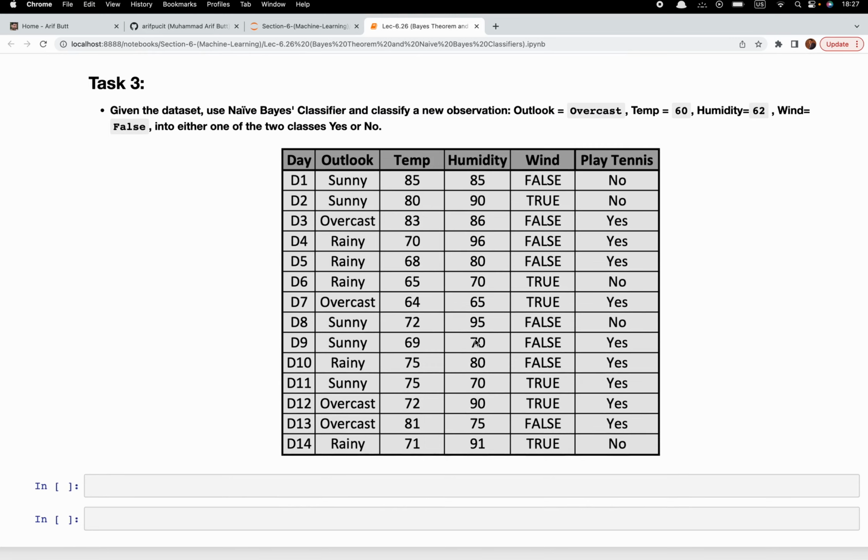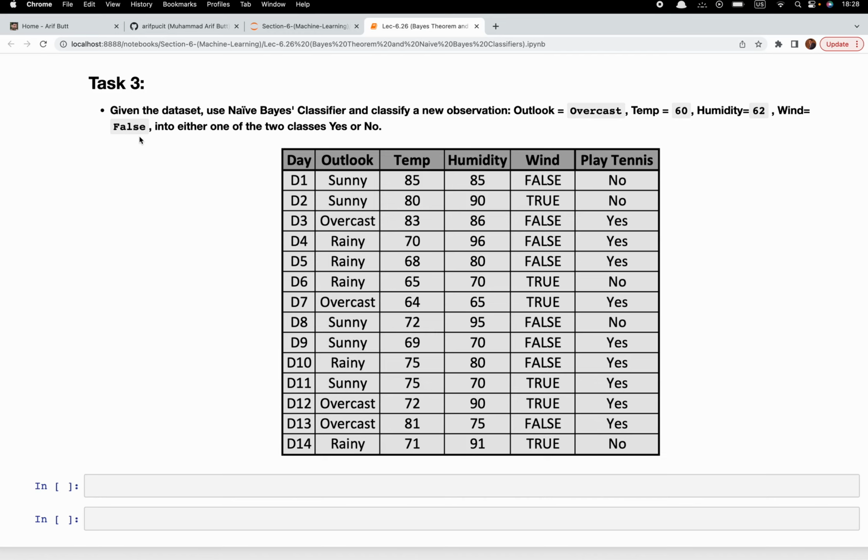And finally, this data set is the third task. This has 4 attributes or input features: outlook, temperature, humidity and wind. The output label is play tennis, having 2 values, yes or no. Out of these 4 attributes, outlook and wind are discrete value attributes, while temperature and humidity are continuous value attributes. Given this data set, you need to once again use the Naive-Bayes classifier and predict the new instance, outlook equals overcast, temperature equals 60, humidity equals 62 and windy equals false, into either one of the classes, that is yes or no. And do not forget to use the Laplace smoothing for this task.